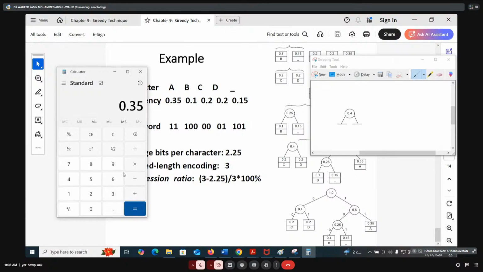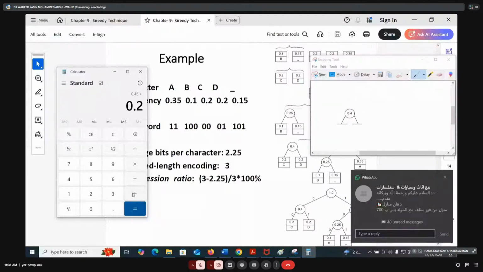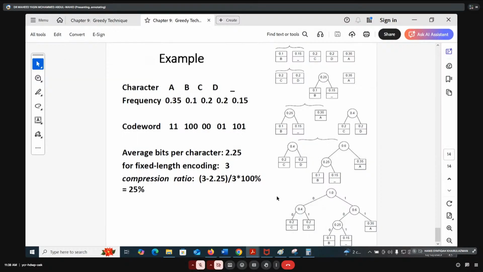0.35 plus 0.1 plus 0.2 plus 0.2 plus 0.15. How much is it equal? 1. Okay.